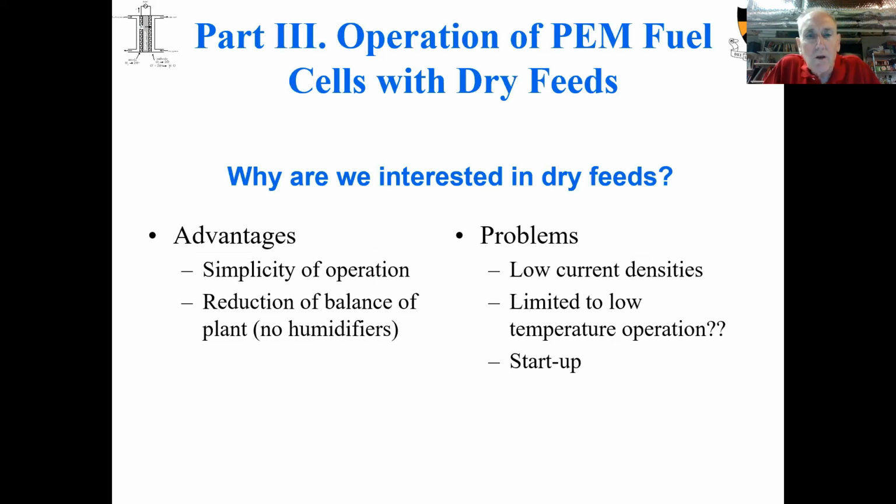We've developed a fuel cell to look at operation with dry feeds. Now, there's a real advantage to that in that it makes it much simpler to operate the fuel cell, and we can reduce the balance of plant. We don't need a humidifier to keep the membrane humid. The problems that people were concerned about was that we should only be able to get low current densities, and we can only do this at low temperature.